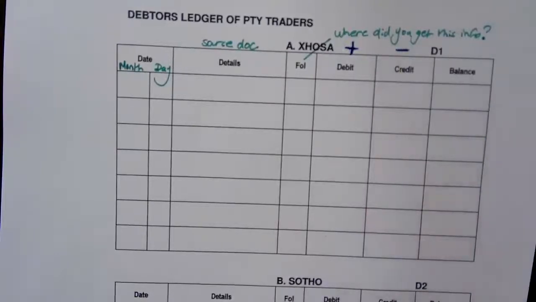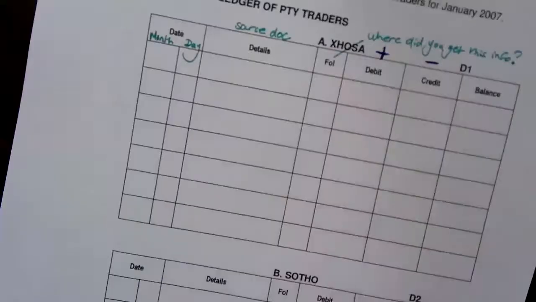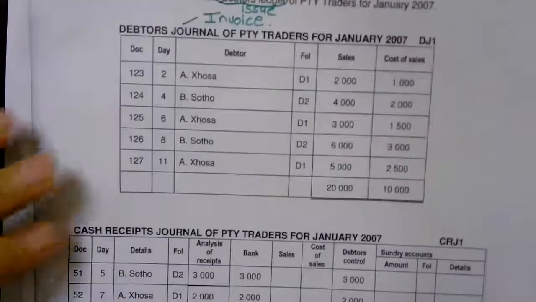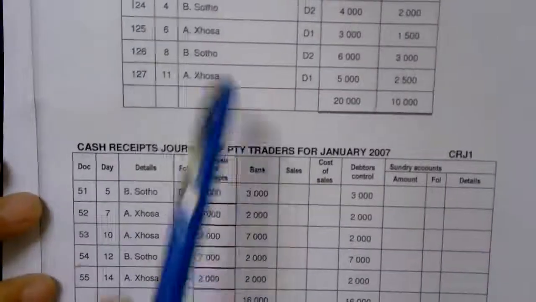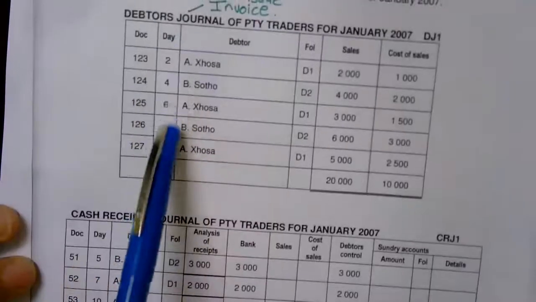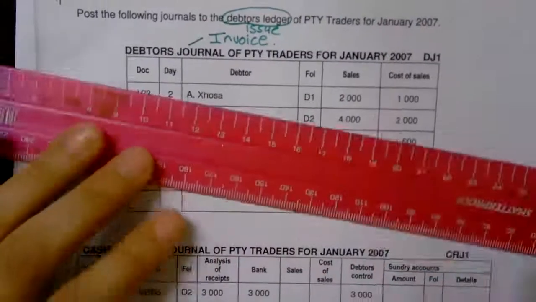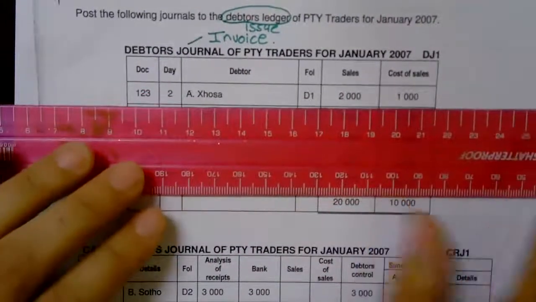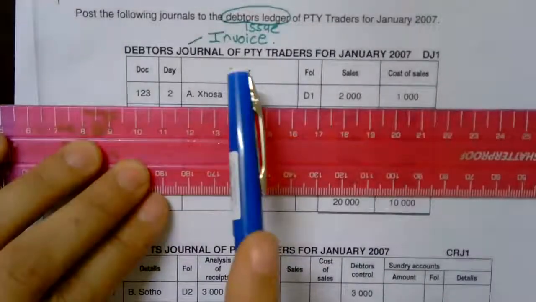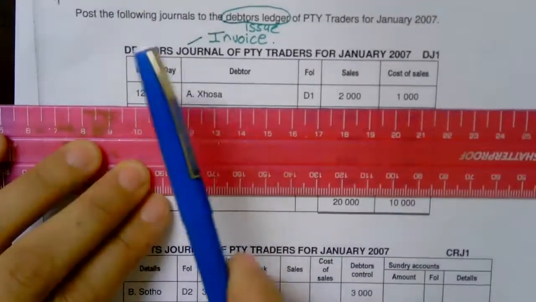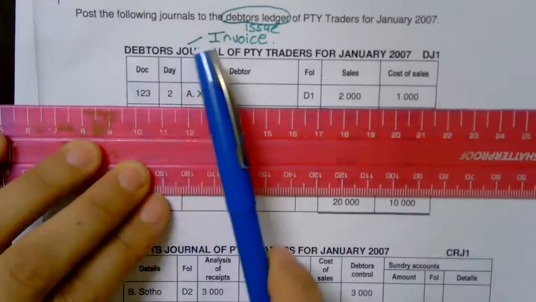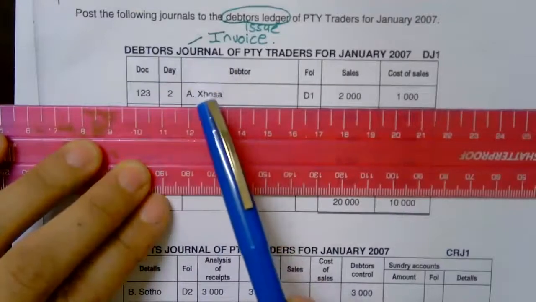Okay, so let us start. I'm going to start with all the transactions of Mr. A. Koza. So I'm going to look at my journals and I'm going to see. Okay, is there anything for the first? No, there's nothing for the first. But on the 2nd of January, here you can see, he bought from us on credit. How do we know that? Because it's written in the debtors journal. So we know he bought from us on credit.